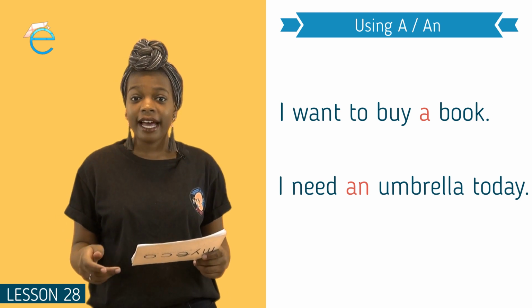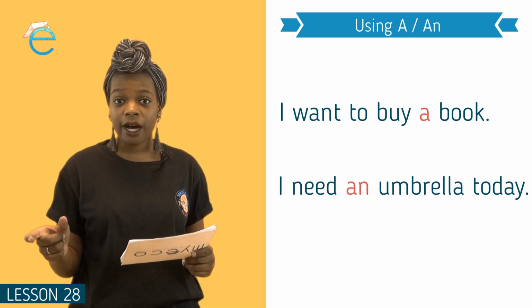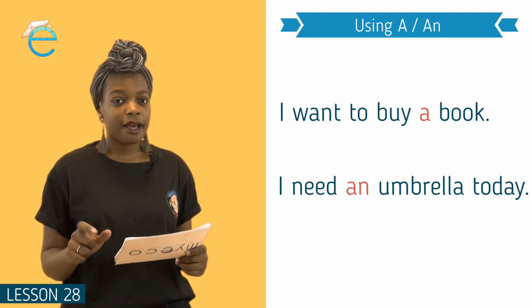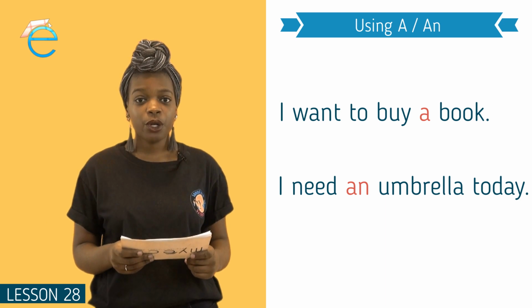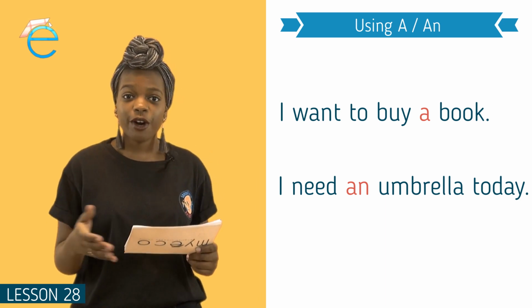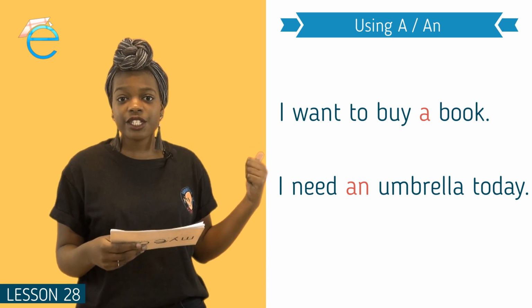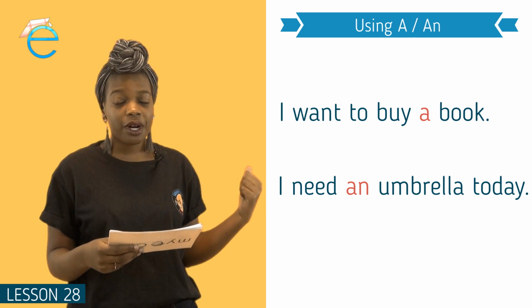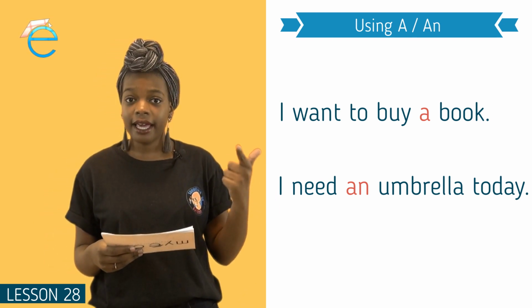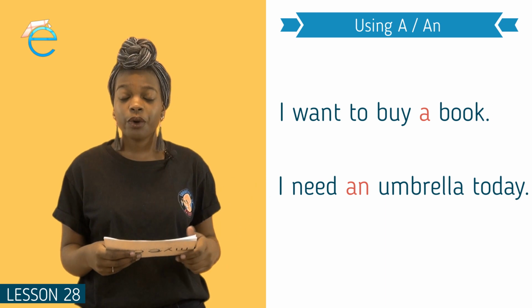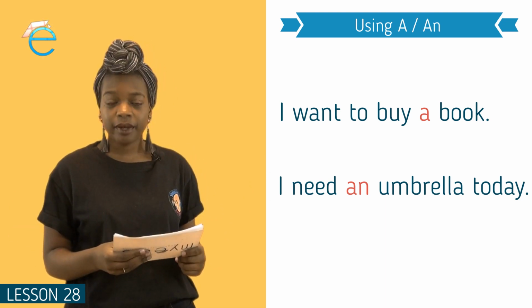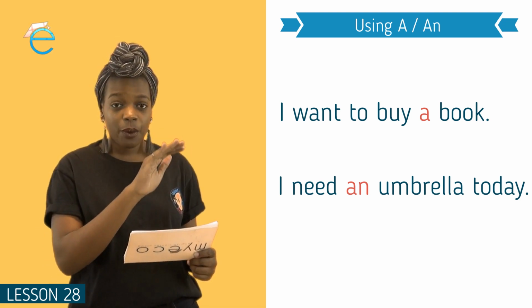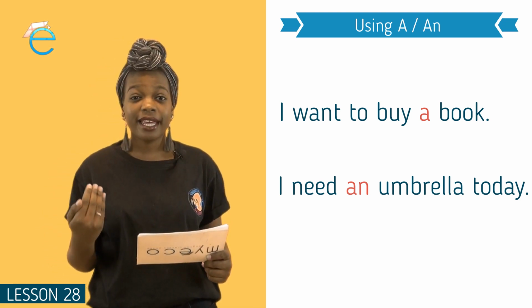Now we know that if the countable noun starts with a vowel, then we're going to use an. But if it doesn't start with a vowel, we're going to use a. For example, book doesn't start with a vowel, so we use a. But umbrella, U is one of our vowels, a, e, i, o, u, so we're going to use it with an. Now we don't just follow this rule with words that start with the vowel in the way that it looks, but also in the way that it sounds.